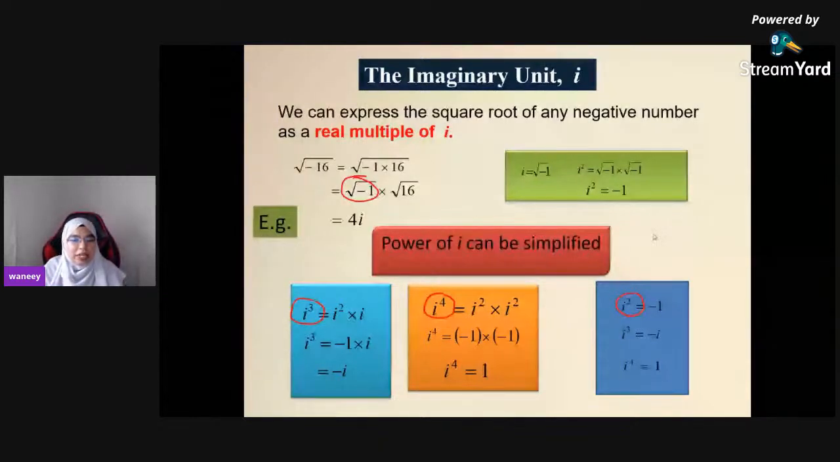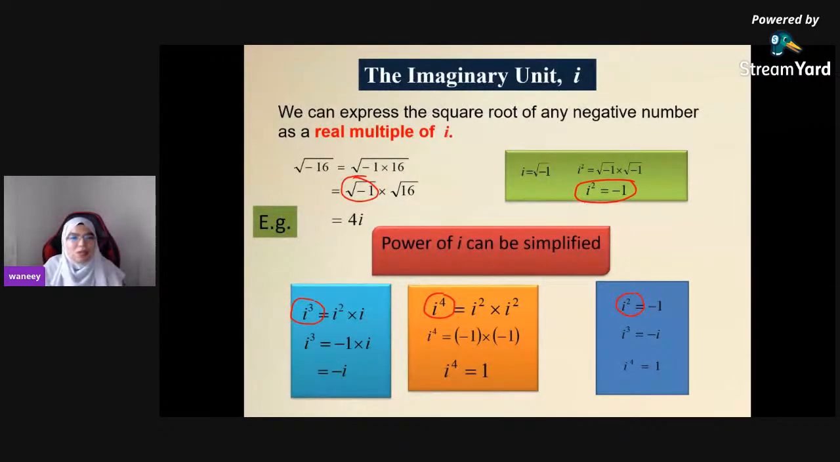So for example, i cubed is i squared times i. So i squared, I forgot to write i squared over here. i squared is equal to -1, so you can take this value over here. This one, you must remember, memorize: i squared is equal to -1, or i is equal to the square root of -1. So memorize either one of them.